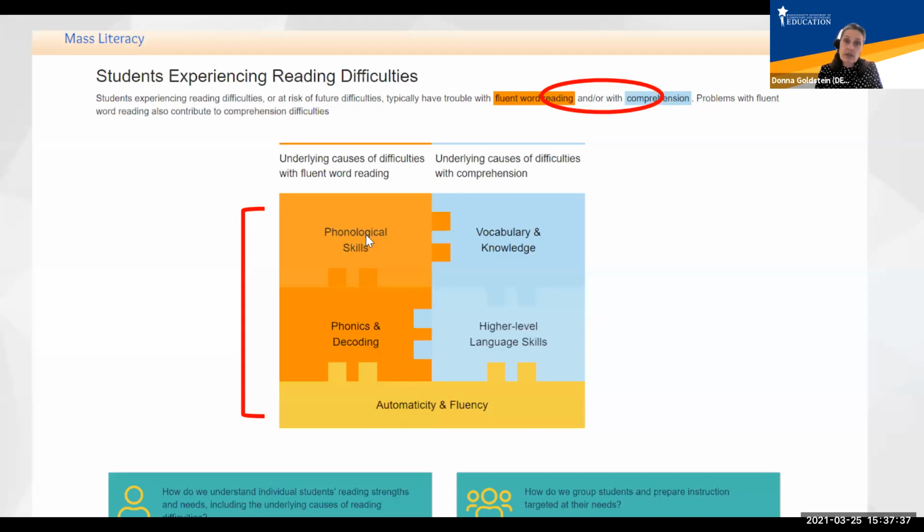It is really critical to note, though, that many students who are at risk for reading difficulty or who are experiencing reading difficulty may have causes in more than one area of this graphic. The interlocking pieces, the way it's represented here, are intended to convey this possibility. And this is highlighted on this slide here, where I've put the red oval around the words "and or" at the top of the graphic. Students can be experiencing difficulties with one or more of any of these pieces at one time.